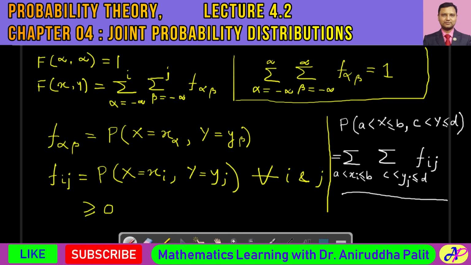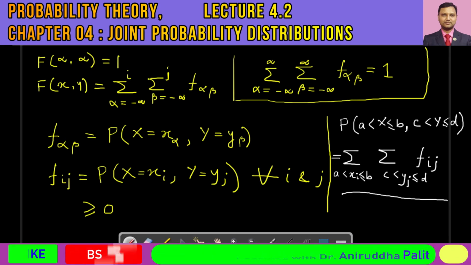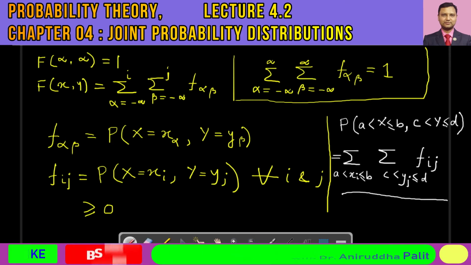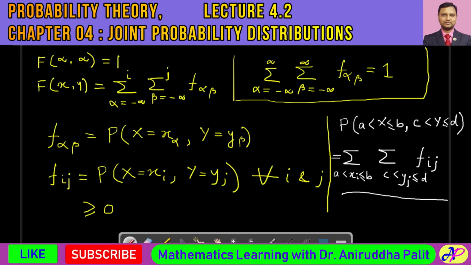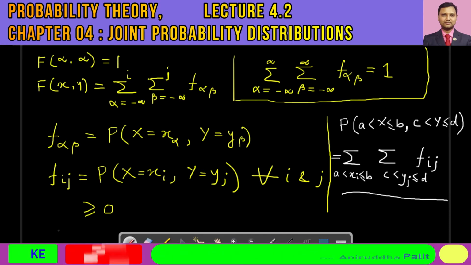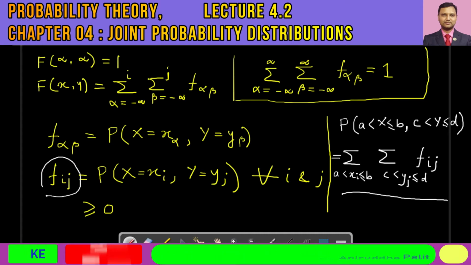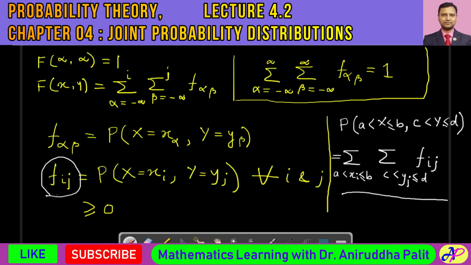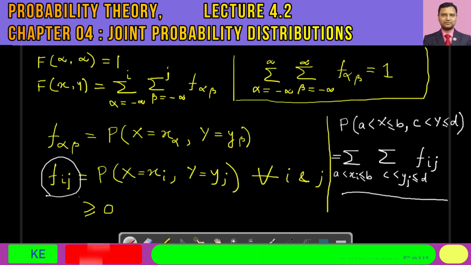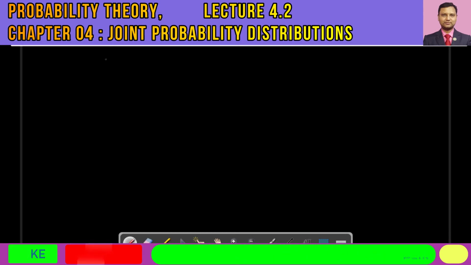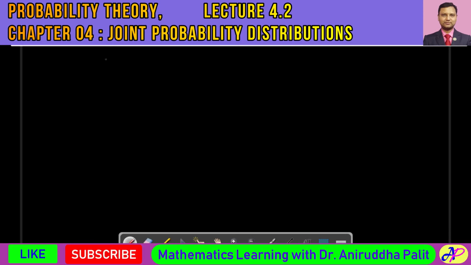I told you about the marginal distribution defined from the two-dimensional distribution in the last class. So what would be the expression of the marginal distribution function in terms of this kind of probability mass function F_ij? Let me show you the corresponding expressions.